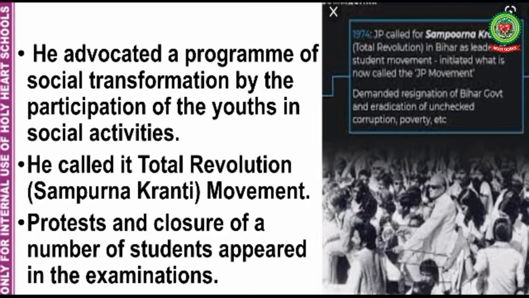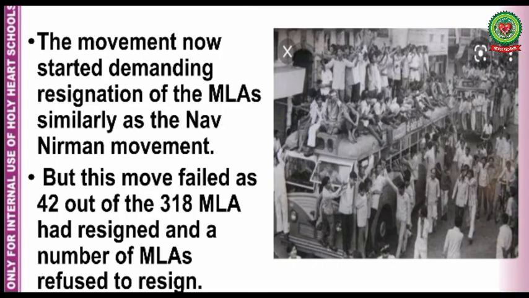Jayaprakash Narayan asked for total transformation of society and asked the youth to actively take part in it. He named this movement the Total Revolution Movement or Sampurna Kranti, where changes would be there in every sphere of society. Many of the students boycotted examinations and many left the colleges and universities. The movement now started demanding the resignation of the MLAs, similar to the Nav Nirman Movement. But this move failed as only 42 out of 318 MLAs resigned and a number of MLAs refused to resign.